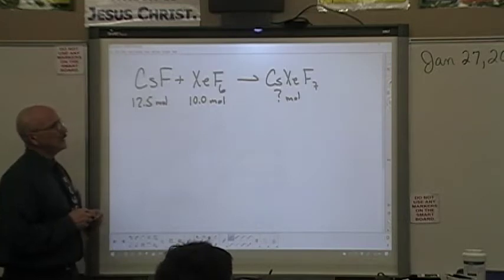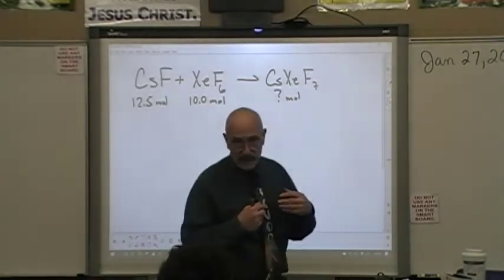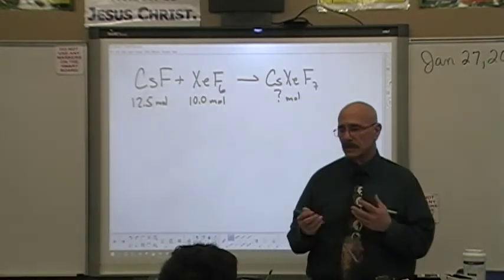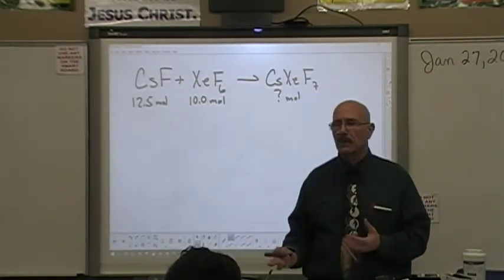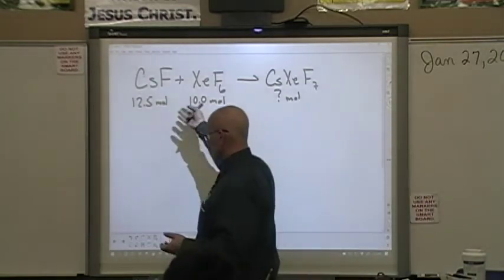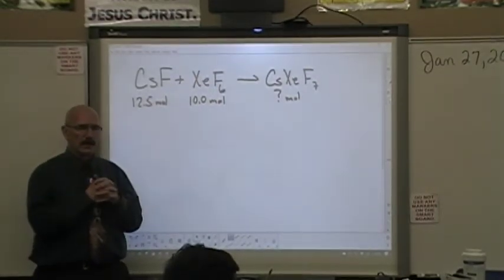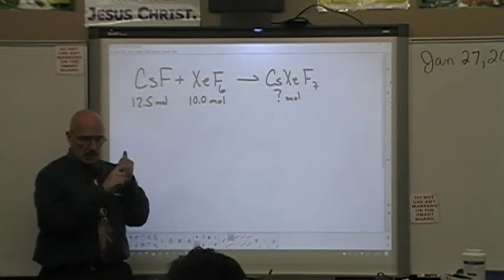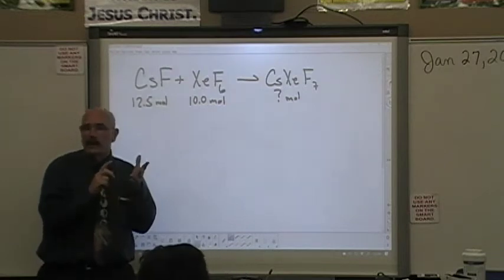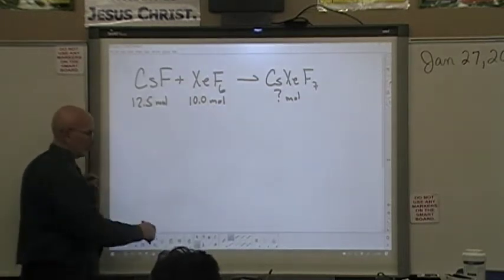So the first thing we need to do is determine which one's going to run out. Now remember the nuts and bolts activity we did last Thursday, right? Nuts and bolts was to get you in the mind of thinking something's going to run out, something's going to be left over. And so these numbers are not necessarily the exact quantities they're going to react with each other. We need to change them into moles and then figure out which one we're going to have extra of, which one we are going to run out of. And I showed you this last week.